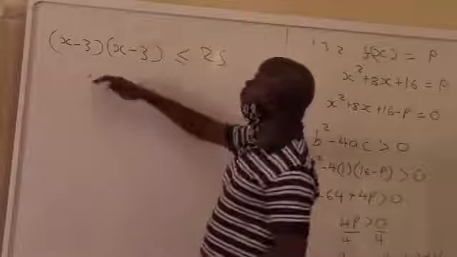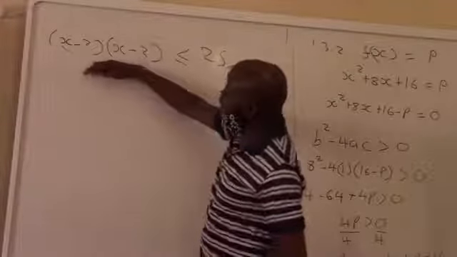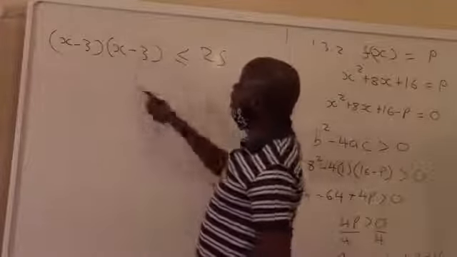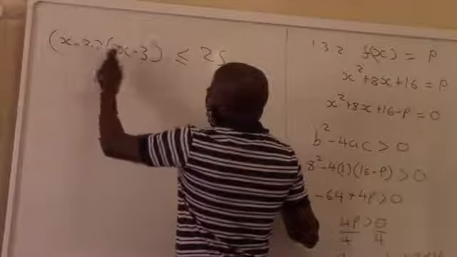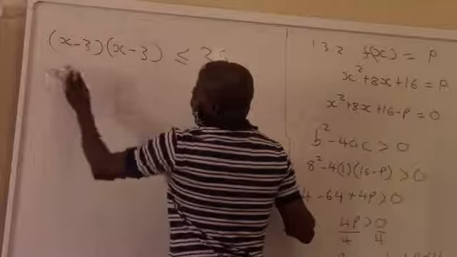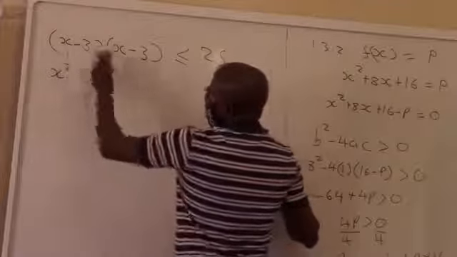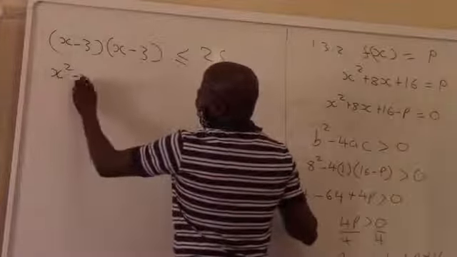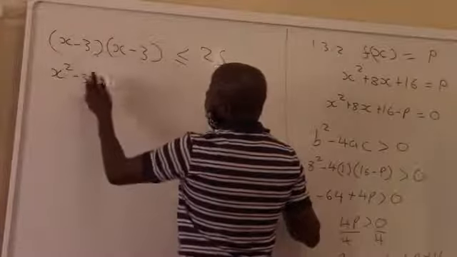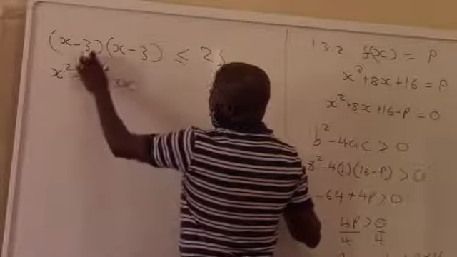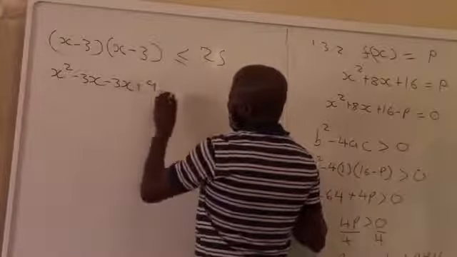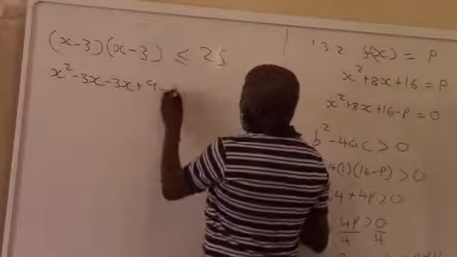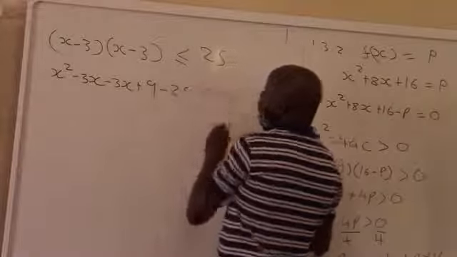We make sure that we find the products of those values in the brackets there. So the product there, we're going to have x times x, which is x squared. And then x times negative 3, which is negative 3x. Negative 3 times x, negative 3x. Negative 3 times negative 3 is positive 9. We transpose 25, which is negative 25, less than or equal to 0.